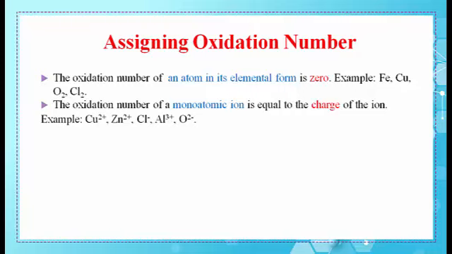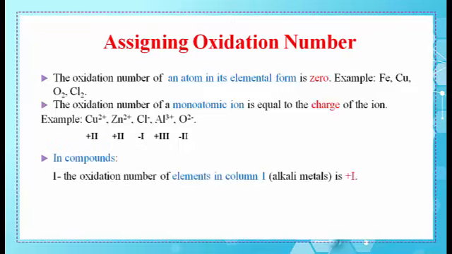The oxidation number of Cu2+ is +2. The oxidation number of Zn2+ is also +2, equal to its charge. The oxidation number of Cl- is -1, Al3+ is +3, and O2- is -2.